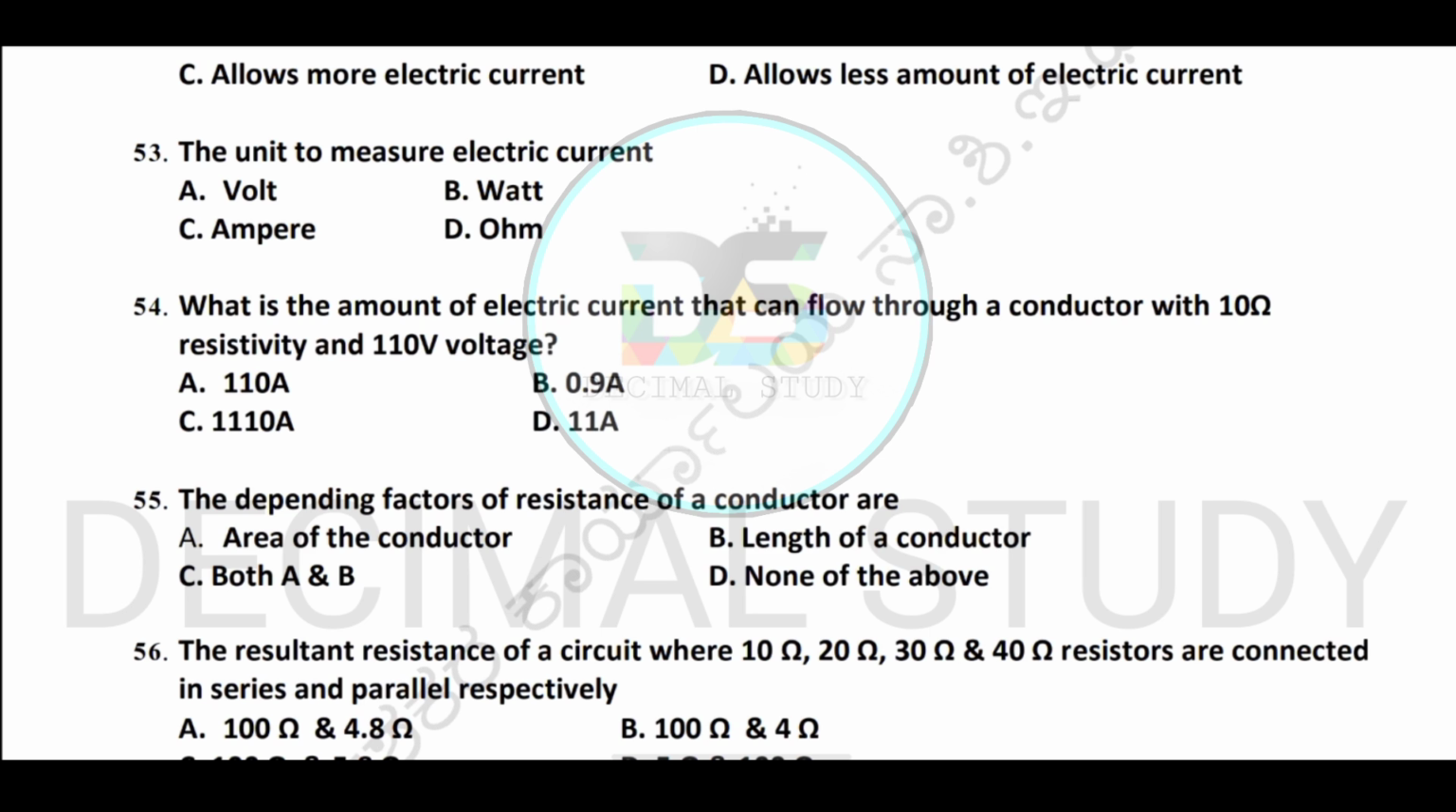Question number 53. The unit to measure electric current. Options are volt, watt, ampere, ohm. The right answer is option C, ampere.